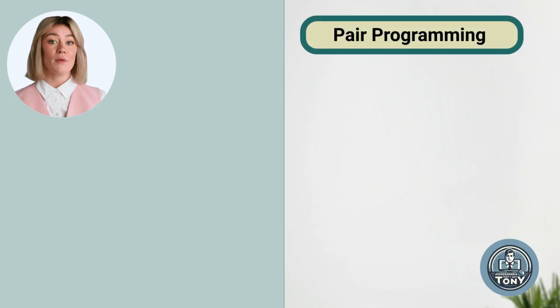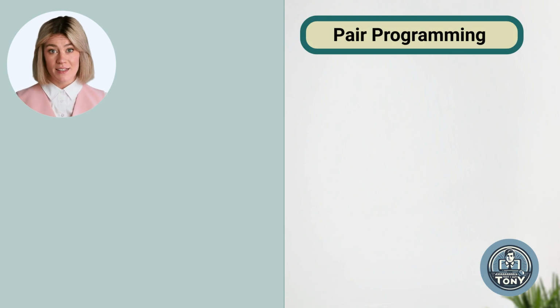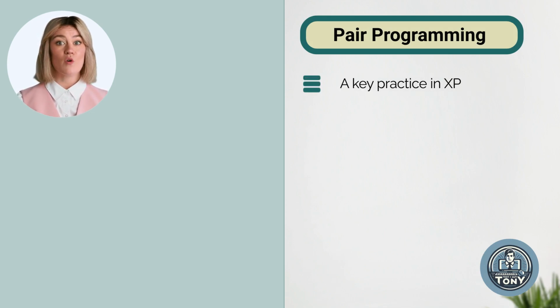You may recall from the previous lesson that we talked about pair programming as being one of the 9 key practices of extreme programming, also known as XP. This is a method that can be used in any Agile approach, not just XP.